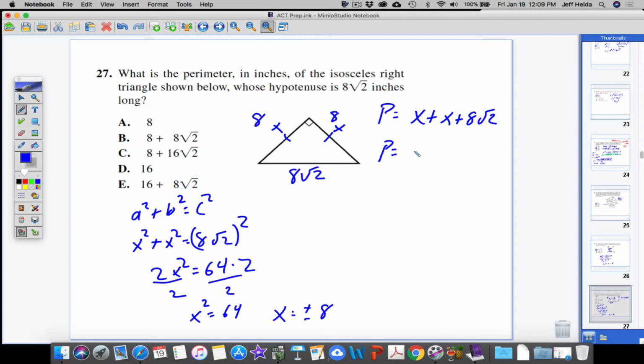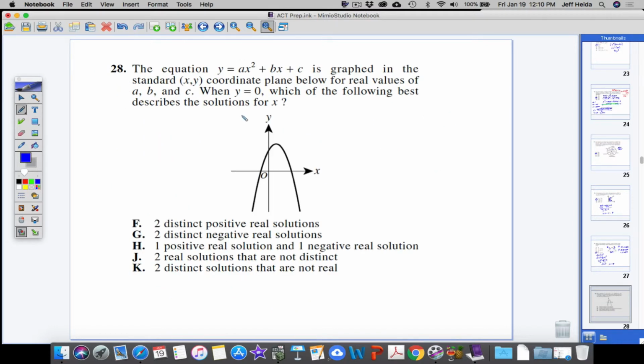So the perimeter is going to be 8 plus 8 plus 8 square root of 2. 8 plus 8 is 16 plus 8 square root of 2. E is the answer. And remember this because we have another problem coming up where the hypotenuse is 8 square root of 2. And I'm going to refer you back to this problem for how we got the legs of 8. Problem 28. The equation, I'm going to highlight these. This equation, y is equal to ax squared plus bx plus c, is graphed right here. So this is the graph of that equation.